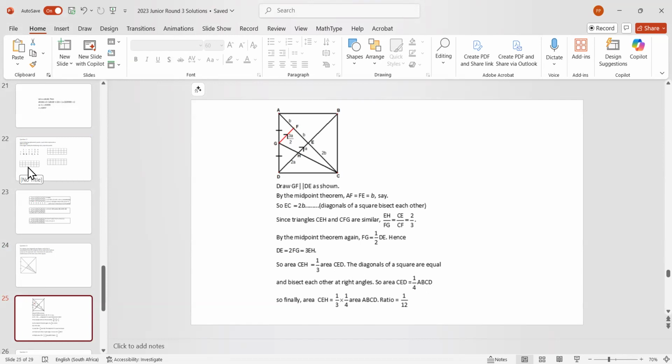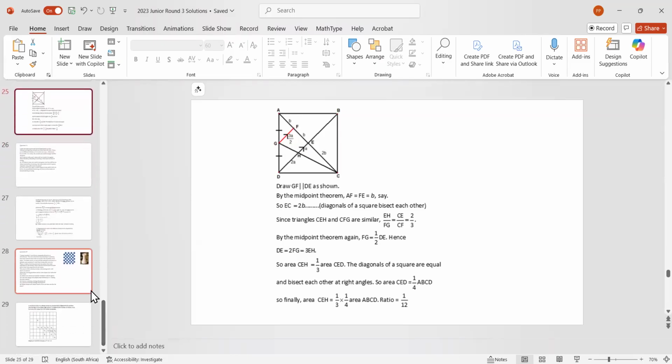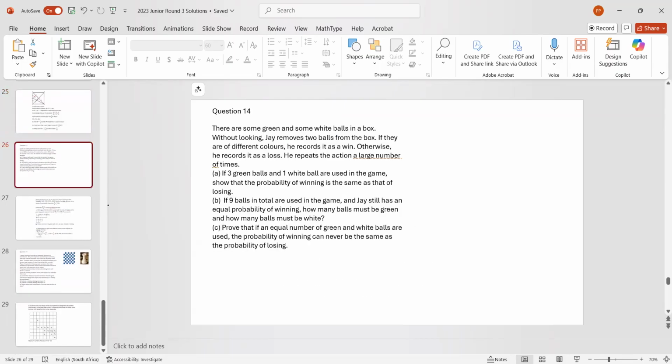All right, so let's just get on to the next problem. And we go to question 14. Question 14 says, there are some green and some white balls in a box. Okay, I'm not going to read this. You can read it yourself because we're running out of time.